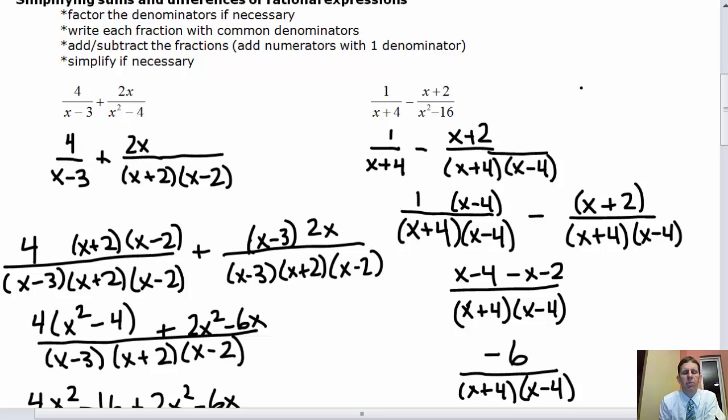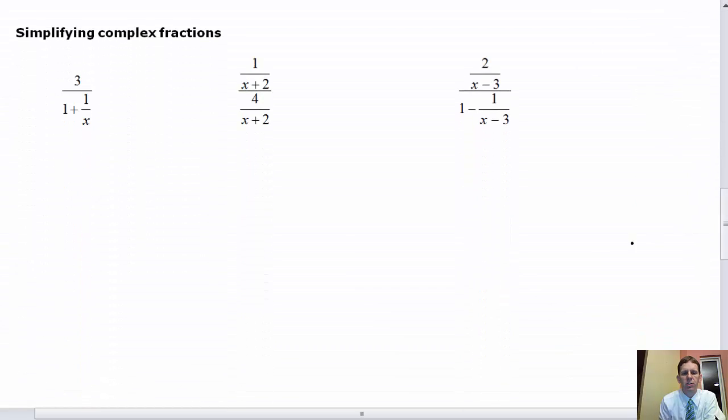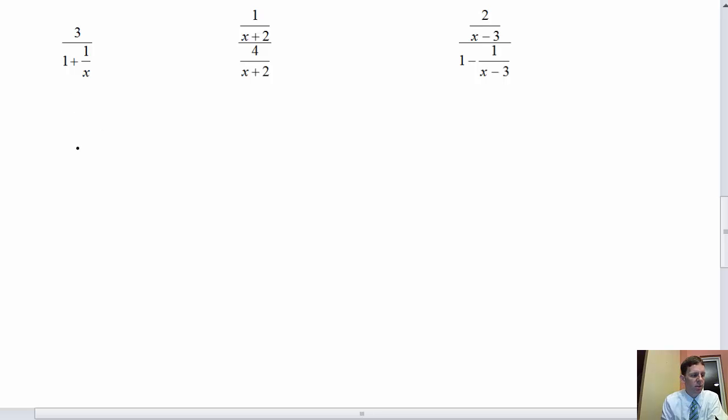Now that we know how to simplify sums and differences of rational expressions, what we're going to look at next is how you simplify complex fractions, which is where we have a fraction over a fraction, or some sort of value over maybe a fraction plus something else. So let's take a look at our first example. We have 3 all divided by 1 plus 1 over x.